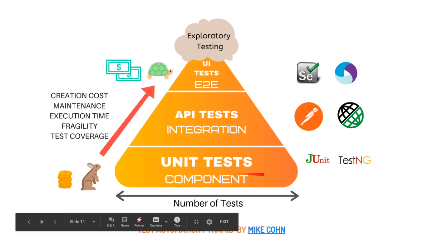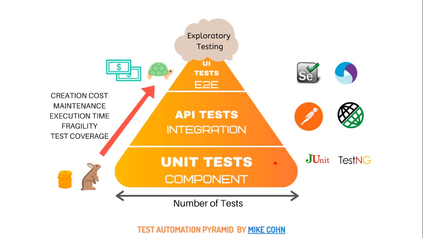The breadth or the width of the pyramid represents how many test cases should be present in every layer. So the test automation pyramid says that you should have maximum test cases automated at the unit test layer, followed by the API test layer, and finally the UI tests, right? And you can see that as you go on top of the pyramid, the creation cost increases, the maintenance increases, the execution time increases, the fragility increases, and the test coverage also increases.